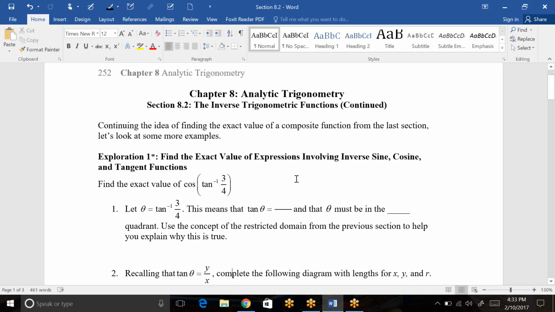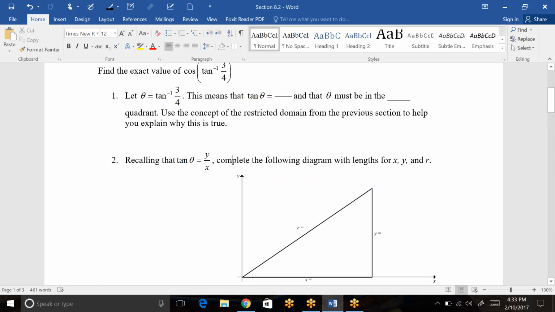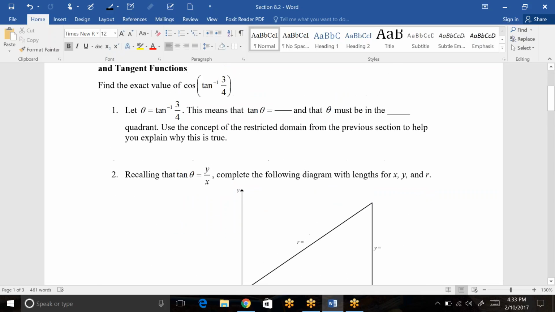So last time we learned that if you had cosine and then cosine inverse inside, because you're composing the same function with its inverse, as long as the argument was within our restricted domains, the answer was just the argument. This is a little bit different because in our first exploration here, it's cosine, but inside it's tan inverse. So we have to think of this a little differently because cosine and tan inverse are not inverses of each other. You can't just compose and say it's 3/4. So let's walk through how we could consider solving this problem.